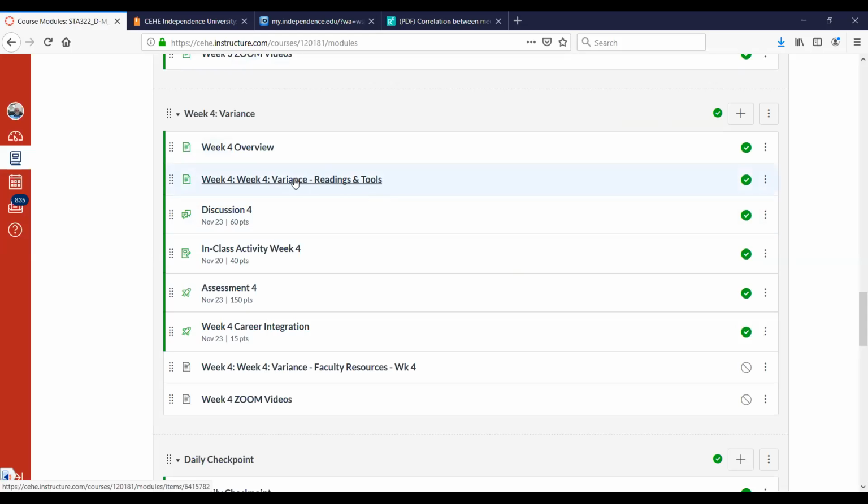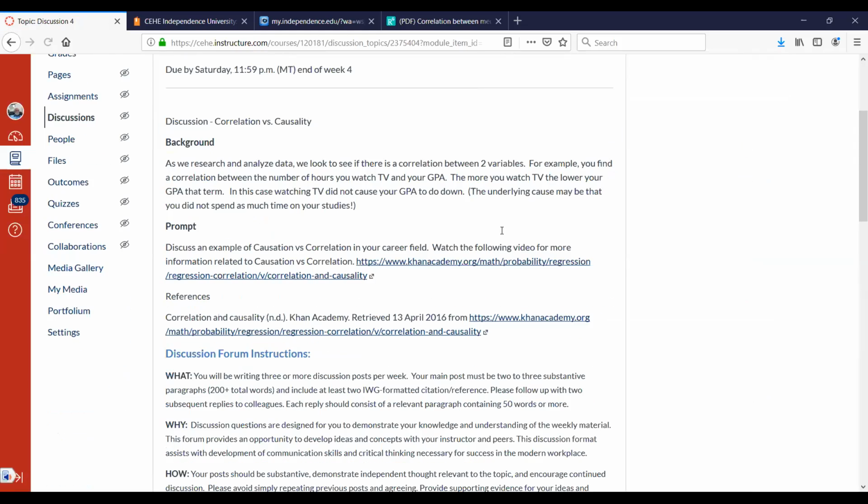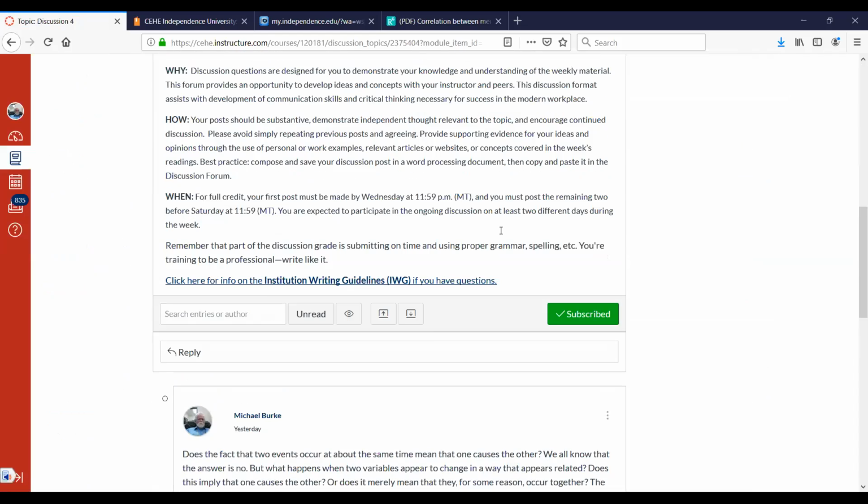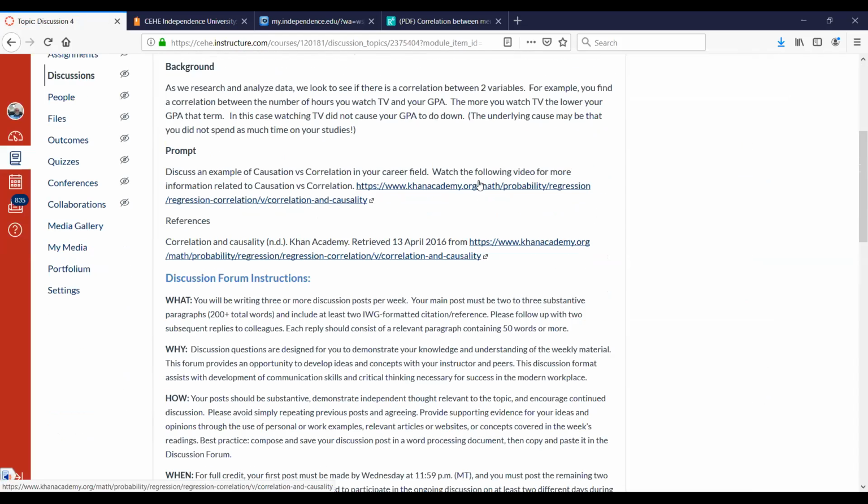The discussion this week is about correlation and causality. Remember we talked about that briefly. And you're going to look up something in your career field, and you'll have to do some searching to come up with causation versus correlation. I mentioned a couple of things in medicine already that we see, so you may want to look at that as well.